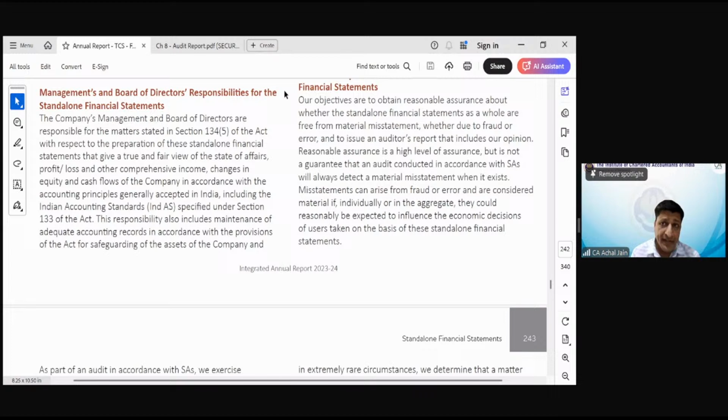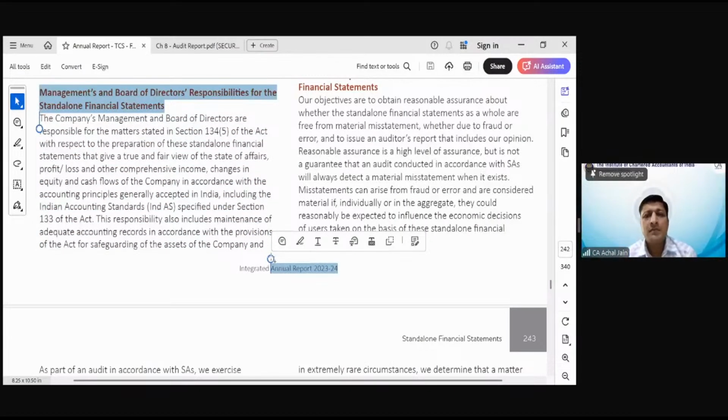Now, the auditor is writing this, okay? The company's management and the board of directors are responsible for the matters stated in section 134 with respect to preparation of standalone financial statements that give a true and fair view of the state of affairs, profit and loss, and cash flows in accordance with generally accepted accounting principles, including the accounting standards.